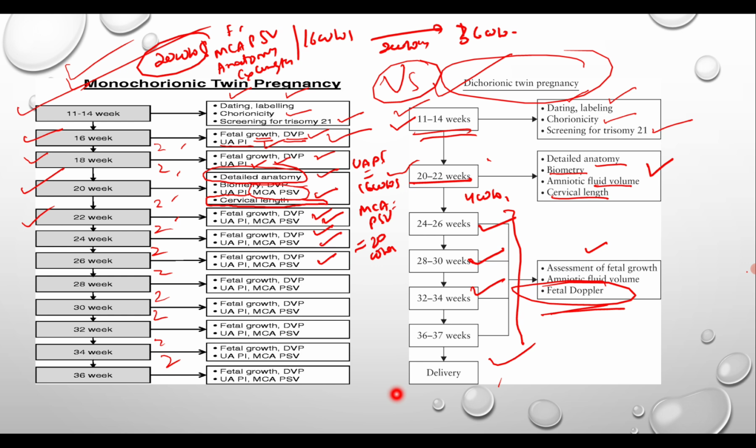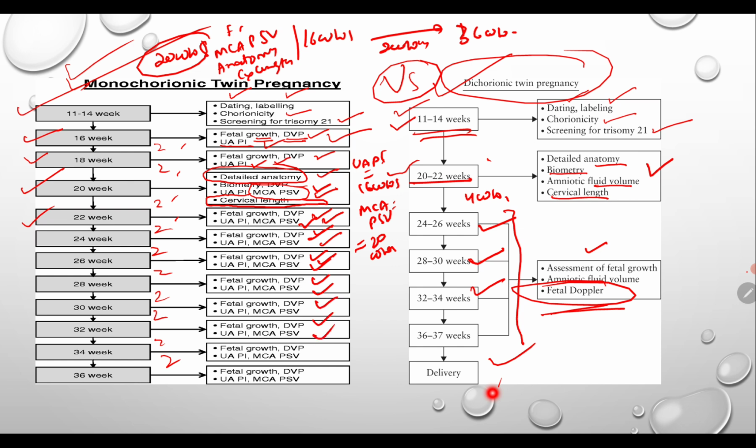Then the difference in the monochorionic pregnancy is that from 16 weeks you will do fetal growth, deepest vertical pocket, and umbilical artery PI. At 20 weeks you add MCA-PSV and cervical length measurement, and the fetal anatomy and anomaly scan has to be done. Then at 24 weeks, 26 weeks, the fetal growth and Doppler, umbilical artery PI and MCA-PSV, every 2 weekly, every follow-up visit you have to do Doppler.